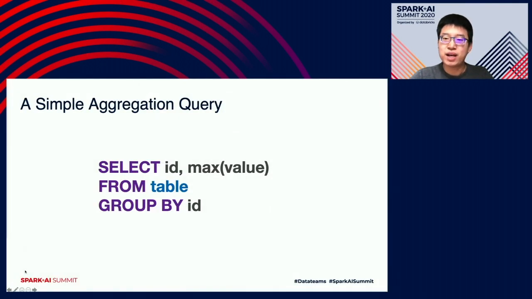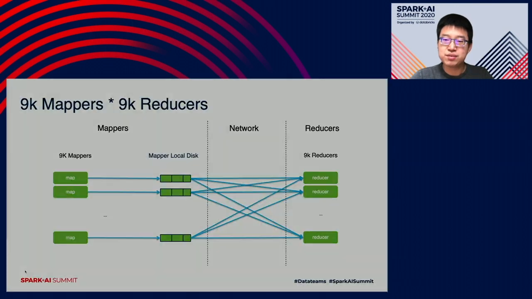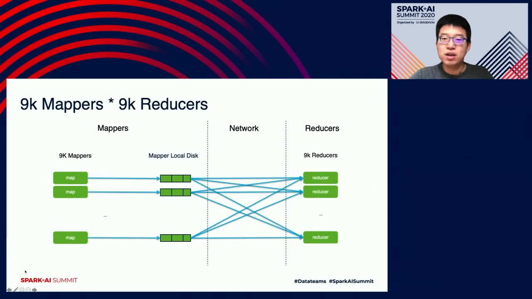Let's take a look at this problem through a simple example. This is a simple aggregation query. Essentially, what it does is query the table to get distinct IDs and the max value of each ID. The query execution will have a mapper phase, a shuffle phase, and a reducer phase. Let's say we have 9K mappers and 9K reducers. Each mapper reads one chunk of input, processes it, and stores the shuffle data on local disk.